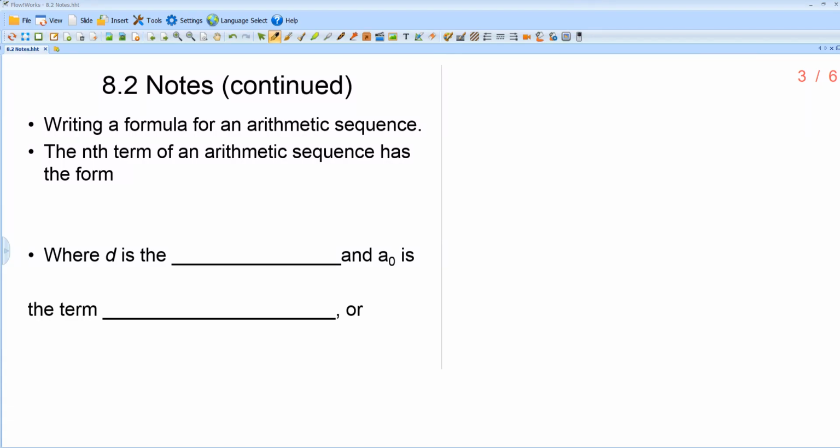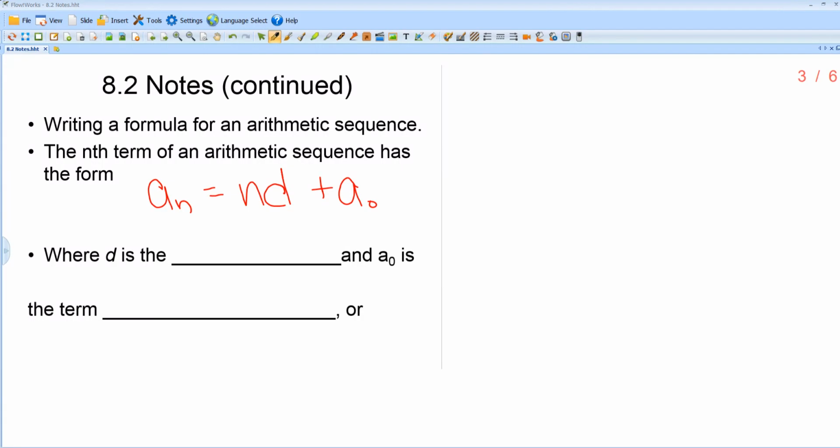And the better news is the geometric ones that you have also have a formula, so that'll make those ones easier. The other ones that will really require a lot more thinking will be the ones that are neither arithmetic nor geometric. All right, so the nth term of an arithmetic sequence has the form a sub n is equal to n times d plus a sub 0.